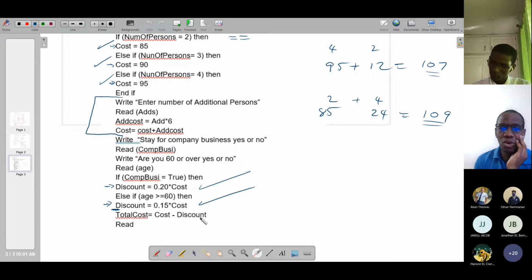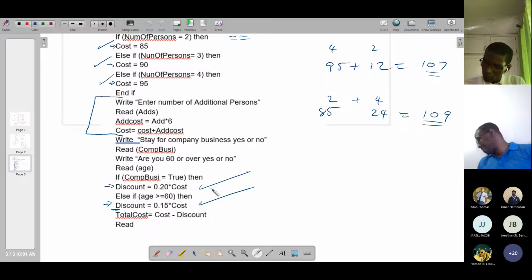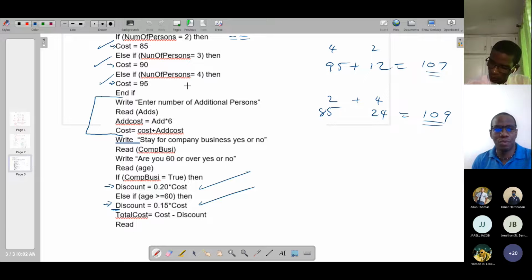Total cost is equal to cost minus discount. So this is mostly fine, except for the sequencing that throws off our cost with the number of additional persons. I think that what should have been done was that maybe we could have asked for the number of total persons beforehand. Okay, so that we could see it.